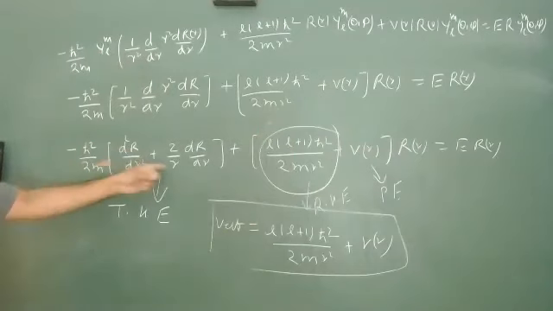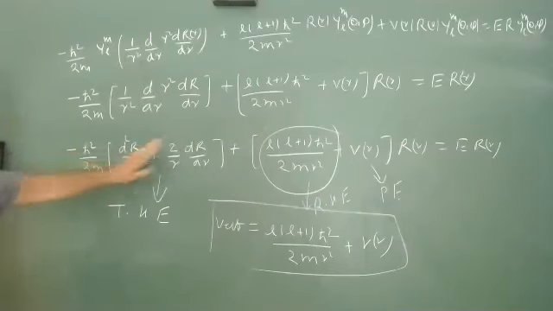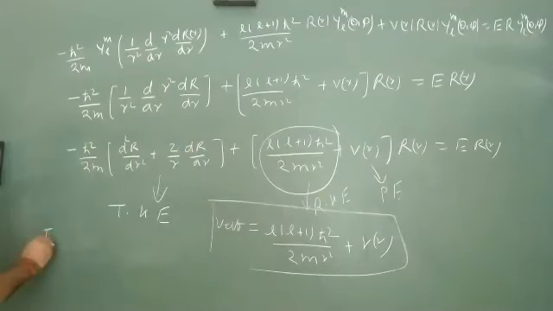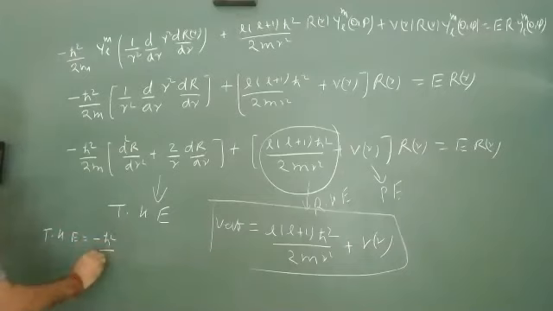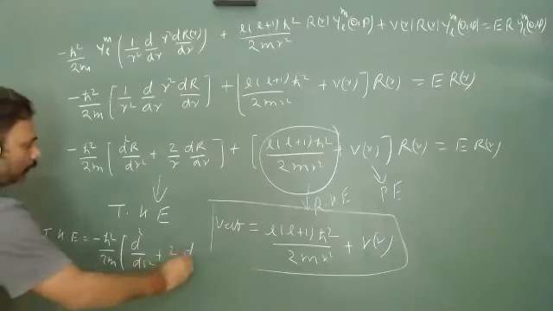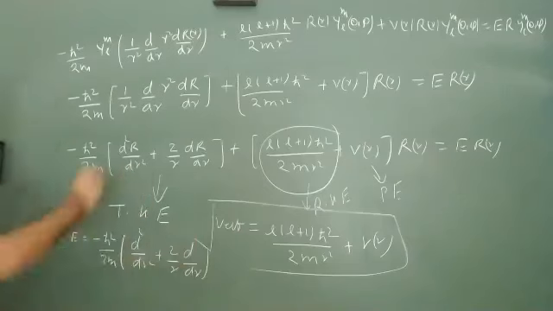And this is your translational kinetic energy. So always keep in mind that the translational kinetic energy is not this one. It is d square by dr square plus 2 upon r d by dr. So what is the translational kinetic energy operator? The translational kinetic energy operator is minus h cut square upon 2m, d square by dr square plus 2 upon r d by dr. This is the operator you can find, and this is the translational kinetic energy.